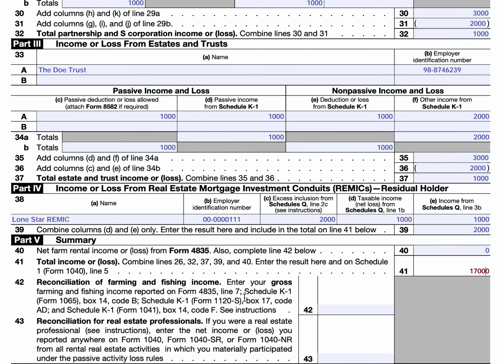You would enter your net income or loss that you reported anywhere on your Form 1040 from all rental real estate activities. You would put that in line 43. So that's all we have for Schedule E.